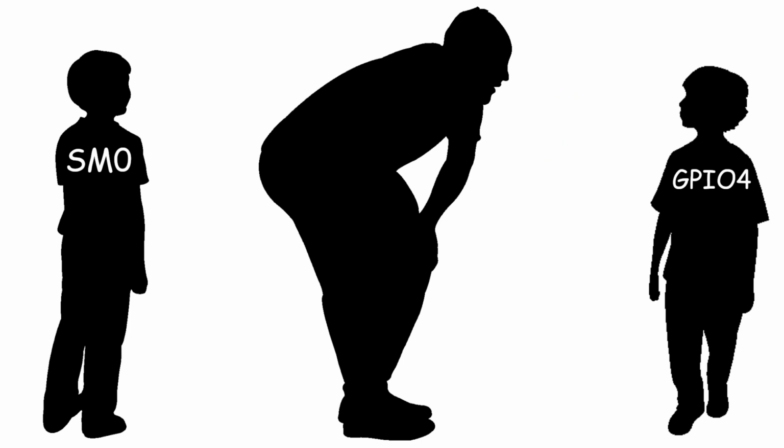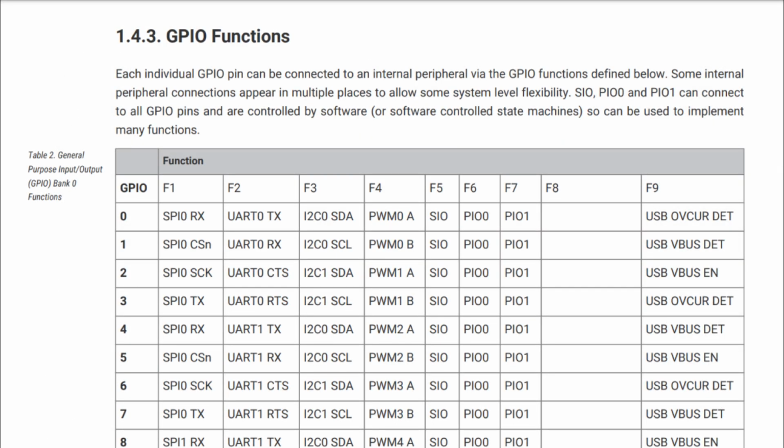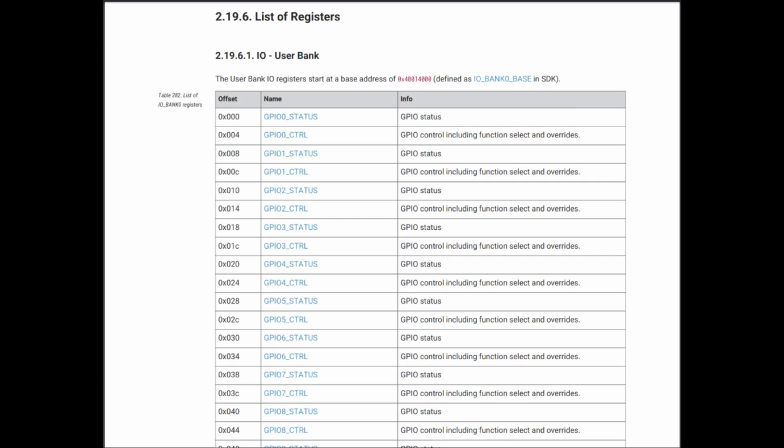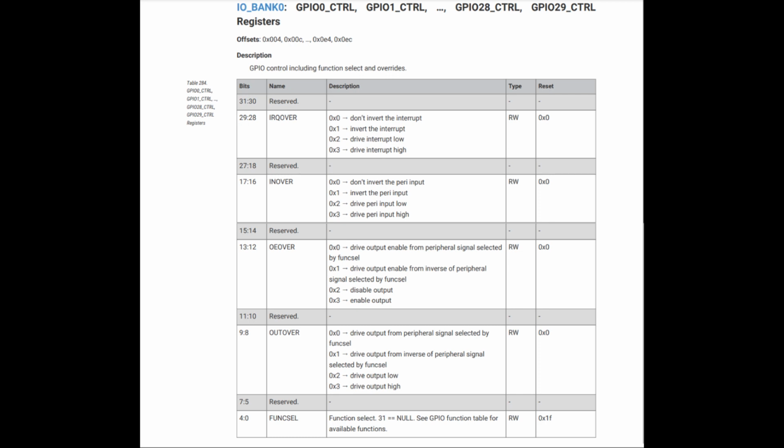Similar to how I set up the onboard LED, I'll refer to section 1.4.3. I'll assign function 6 for PIO 0 to GPIO 4 using the GPIO 4 control register located at 40014-024 hex. Let's refer to section 2.19.6.1 for more info on this register. I want to enable GPIO 4 as an output and then drive the output using the peripheral selected by the function, which is function 6 for PIO 0 in this case.